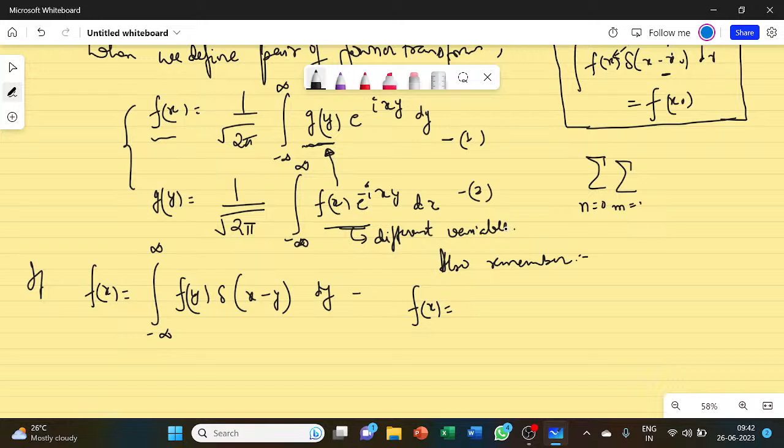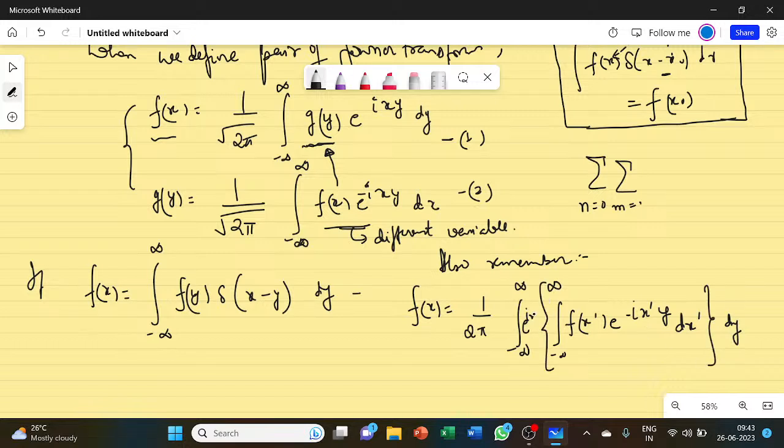Okay. So what will happen? This will come out as 1 upon 2 pi, because see, 1 upon root 2 pi, 1 upon root 2 pi, this will become 1 upon pi, and this is minus infinity to plus infinity. Instead of g of y, I'm again writing minus infinity to plus infinity, f of x dash e to the power minus iota x dash y dx dash. There is also e to the power iota xy, so I will write it here. I will write dy here. After integrating this, you have to take the e to the power iota xy. Okay. So this is how you're going to write things up.